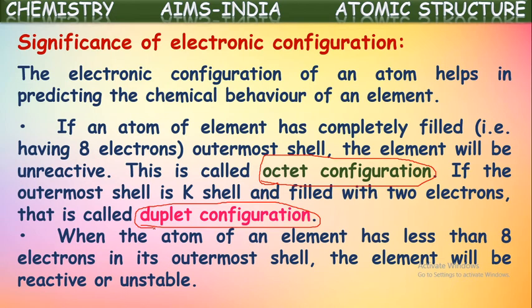The other elements which do not have 8 electrons in their outermost shell, meaning the elements with less than 8 electrons in the outermost shell, will be more reactive. They will be highly unstable. These elements will participate in bond formation.